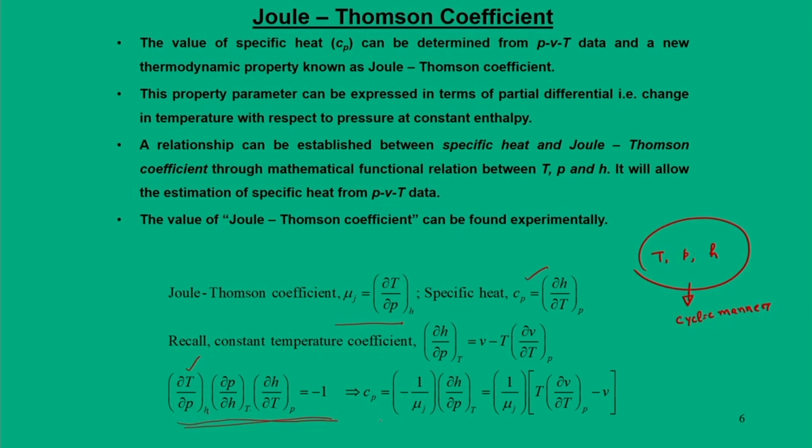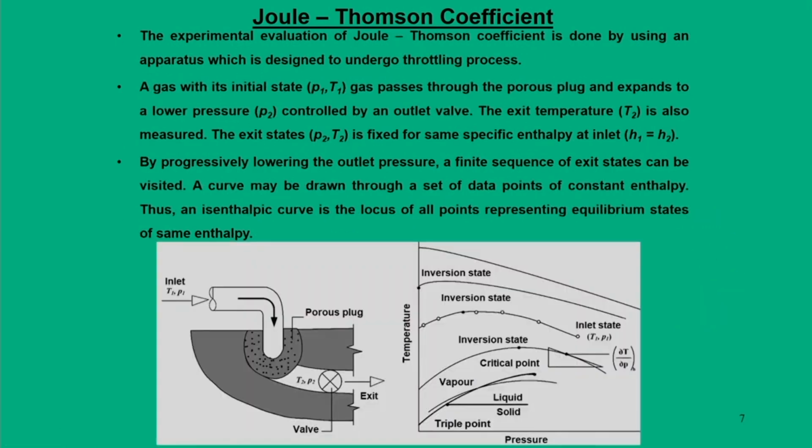So, we can write Cp is equal to minus 1 by mu j into dou H by dou P at constant T. Then we use the relation derived earlier, and after putting this in we get a fundamental relation between Cp and mu j: Cp is equal to 1 by mu j, entire bracket, T into dou V by dou T at constant P minus V. This is a very fundamental relation that we are going to use in our analysis.